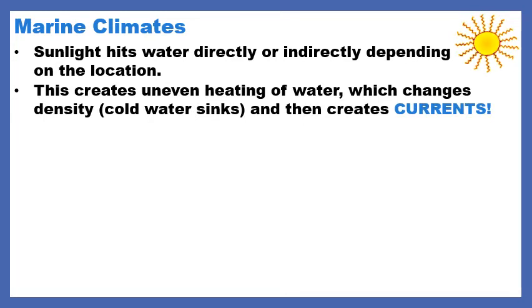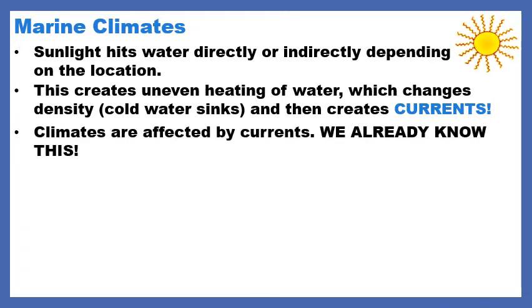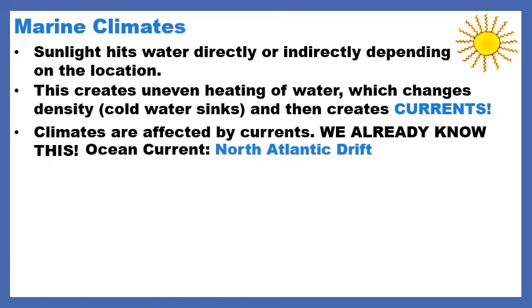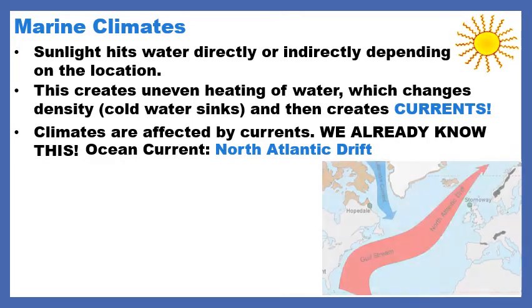You remember? It's going to be cold, so the sunlight is hitting indirectly. This is going to create uneven heating of water, which is going to change density. For example, cold water sinks, and then it's going to create currents. Climates are affected by currents, but we already know this. For example, we spent a long time learning about the North Atlantic Drift.